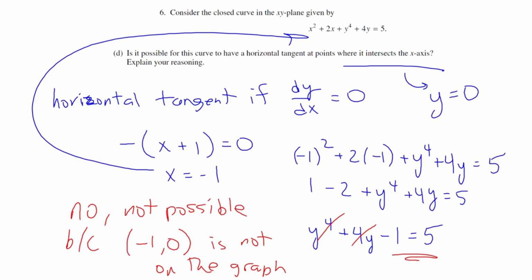And they gave you 2 points here for this. One for testing it out with -1 and 0, right? So kind of doing both those things there. And 1 for a little explanation that says, no, that point's not on the graph. And that's the end of this function FRQs, question number 6 from the 2008 Form B AP Calculus AB exam.